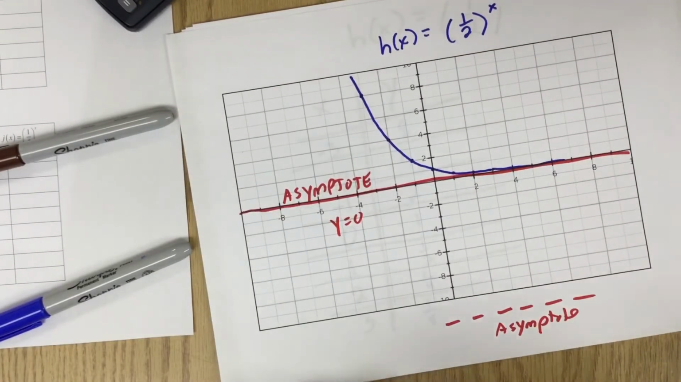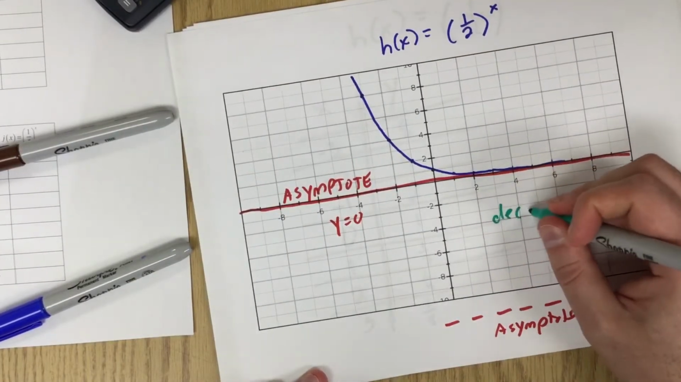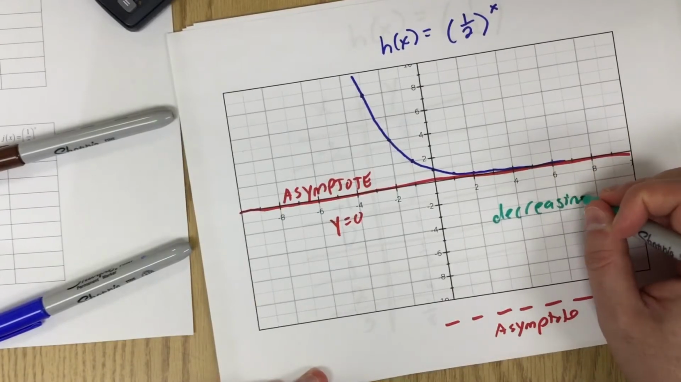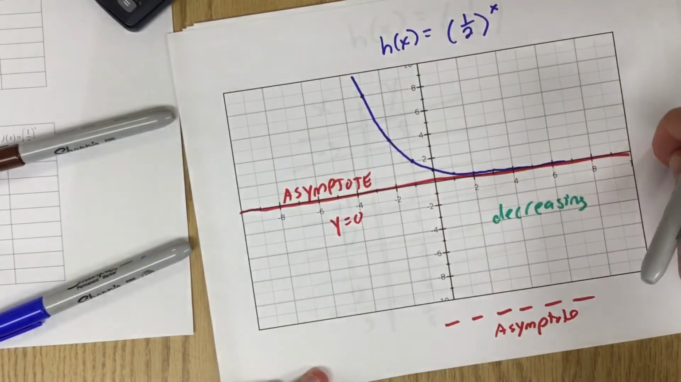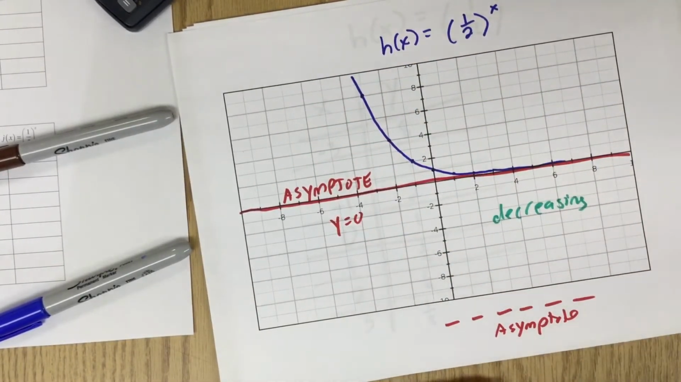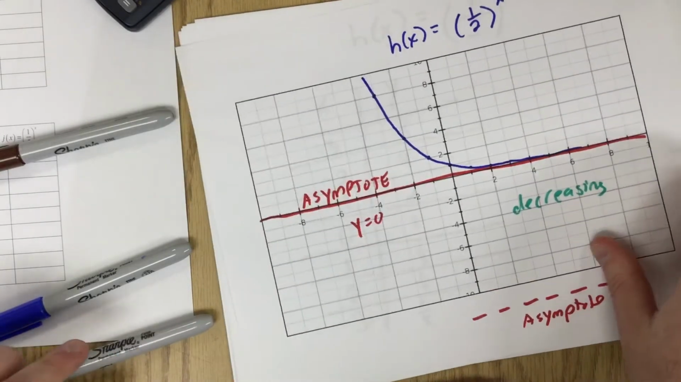What we notice about this one, though, is that it is decreasing across the entire domain. It's going down, down, down, down, and it keeps on going. It gets closer, but it doesn't quite hit it.